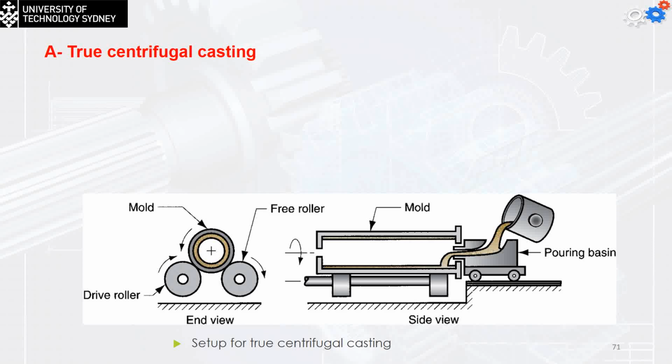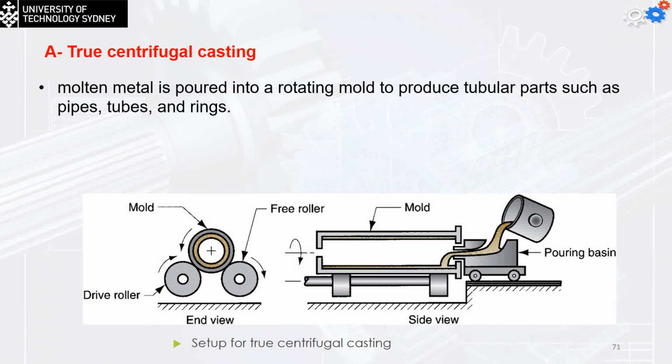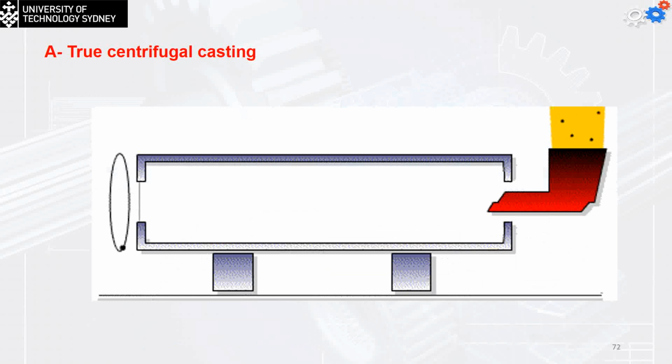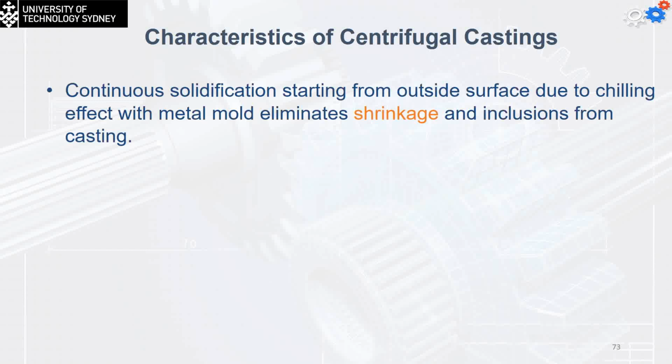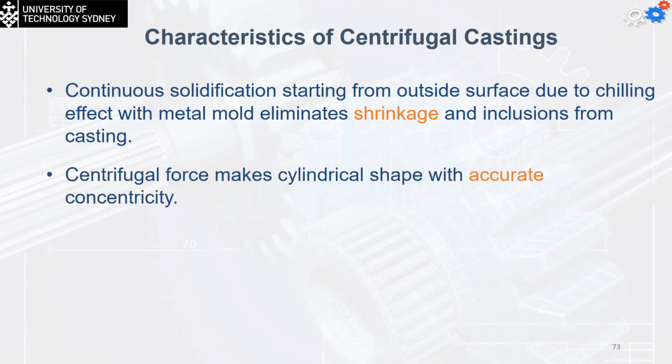Now, the characteristic of the centrifugal casting is continuous solidification that will start from the outside surface due to the chilling effect, with the molten metal eliminating the shrinkage and the inclusion from the casting. The centrifugal force will make the cylindrical shape with accurate consistency. In the case of the pure type of the centrifugal casting, it always should be a cylindrical shape. Otherwise, I'm going to have an offset in the rotation. No restriction, no stress-inducing factor during solidification, and residual stresses are going to be minimum. So I don't need to do any heat treatment for the parts.